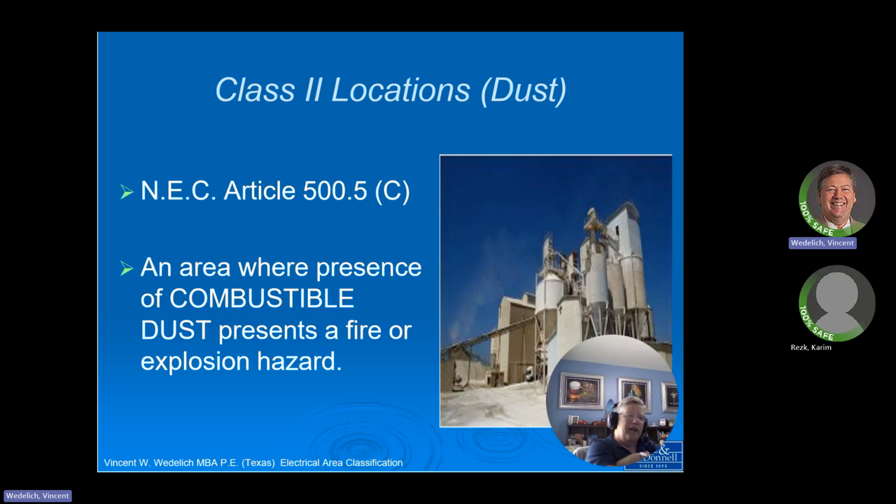And you can also have different levels or types of dust, right? F would be like a plastic or something like that. But this wheat right here, it's highly ignitable. Sugar mills and stuff are extremely ignitable, right? So it's an area where the presence of combustible dust presents a fire or explosion hazard.